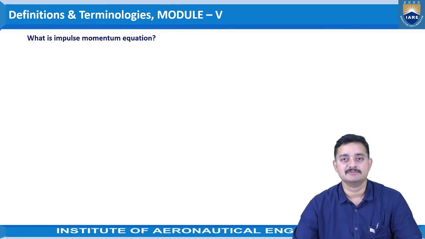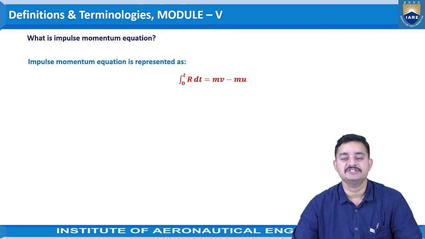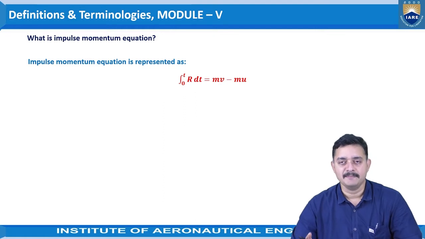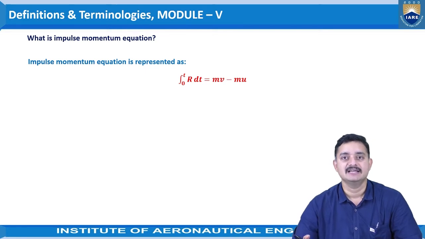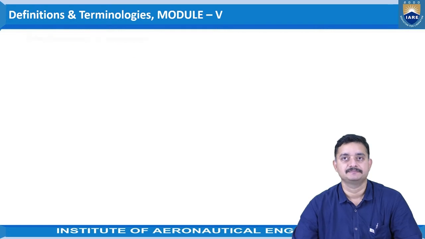Now coming to the impulse momentum equation, it is represented as integral 0 to t R dt is equal to the change in momentum, that is final momentum minus initial momentum. That means mv minus mu. So the impulse term, that is the product of force and time, would be equal to the change in mass into velocity. Overall, this equation is given as the impulse momentum equation.